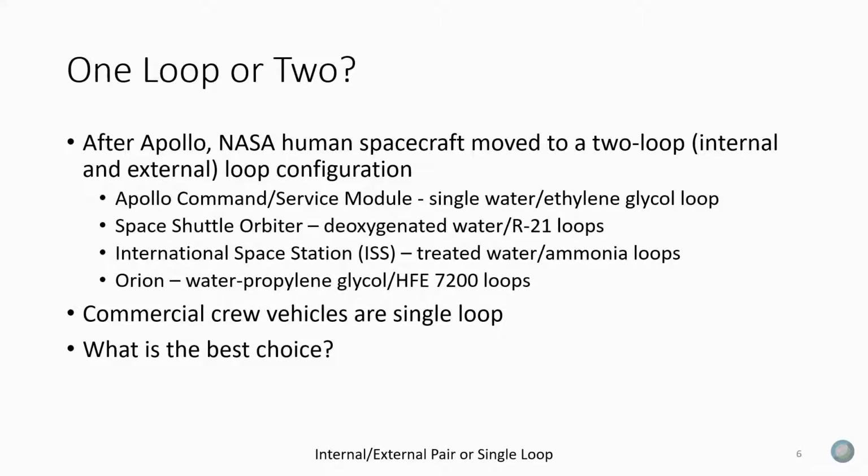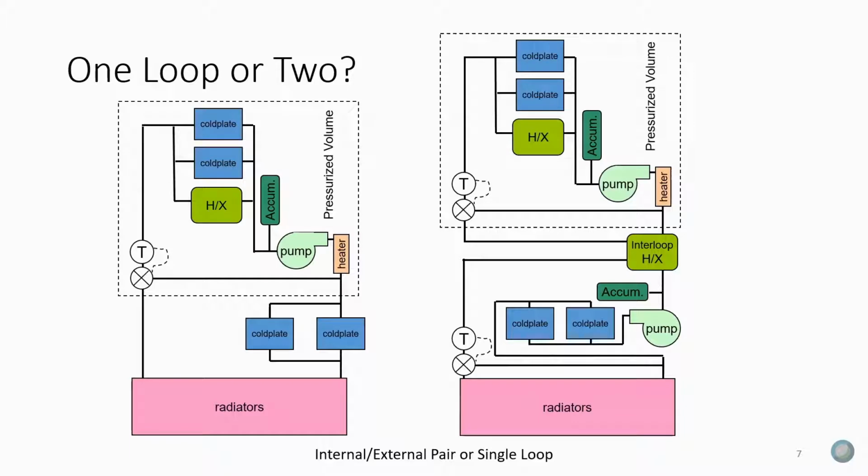Commercial crew vehicles, they're single loops. They found that there are advantages to being single loop and that they can be single loop. So there's always advantages to being single loop. And then the question becomes, can you do it? But now the question becomes, what's really the best choice? As I said, historically, we've chosen practically everything you can imagine. But what's the real best choice here?